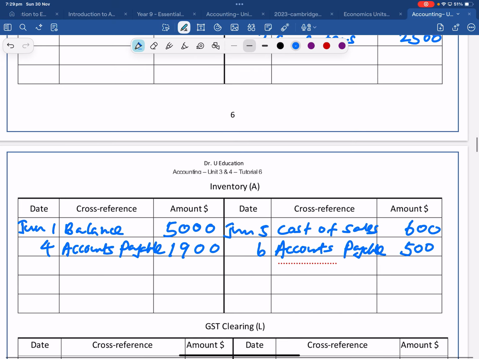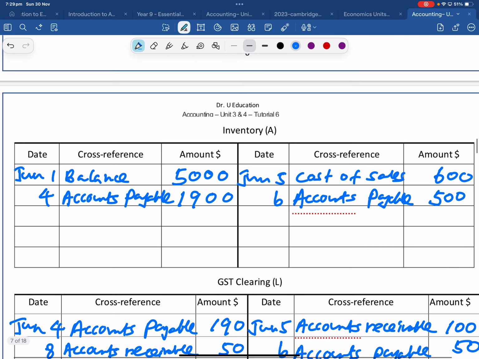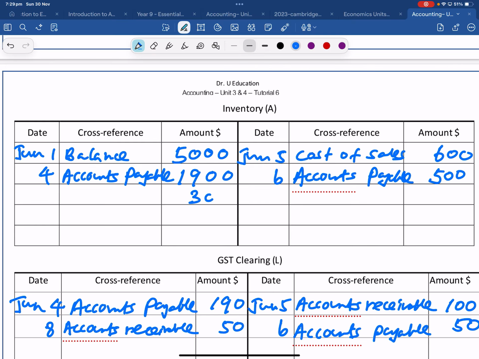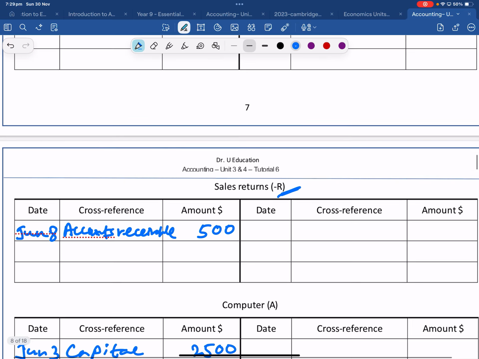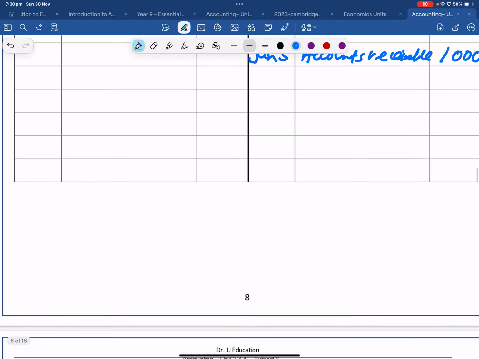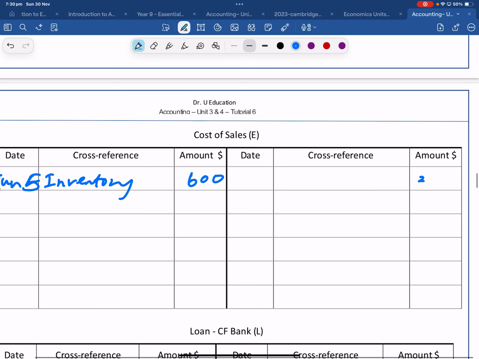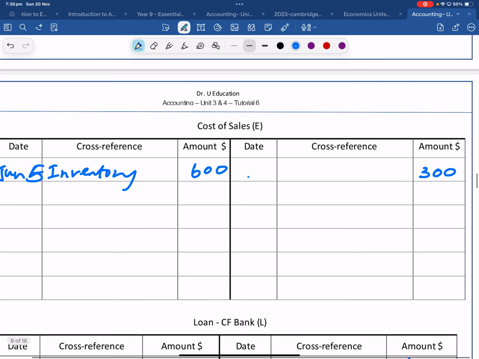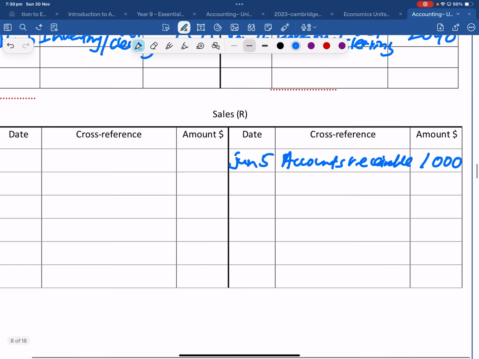Okay, next one, guys. The cost price. We debit the inventory because our inventory increases. And cost of sales is decreasing, saying what, Harry? Inventory. Right. Done.